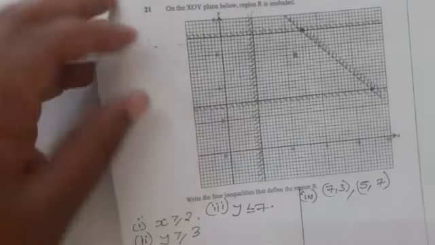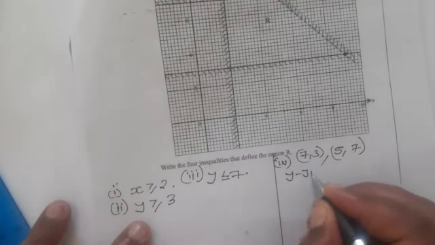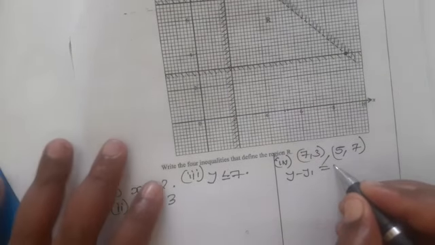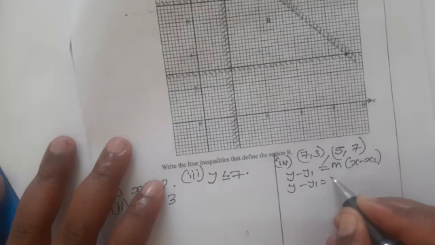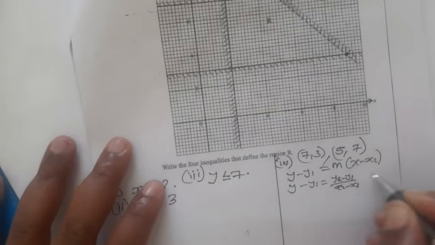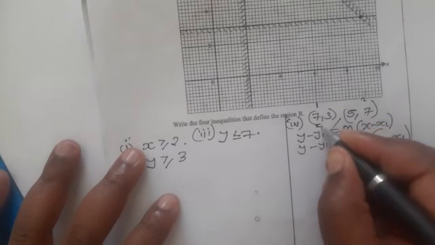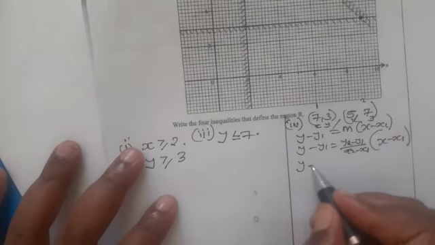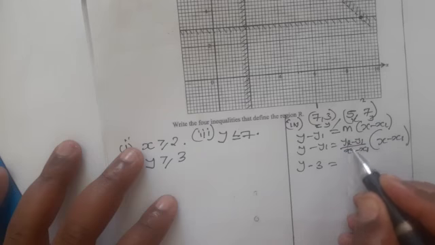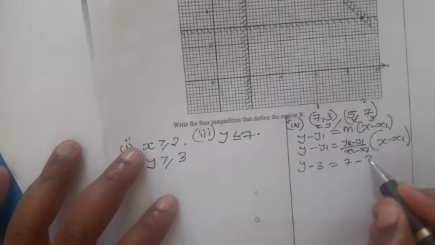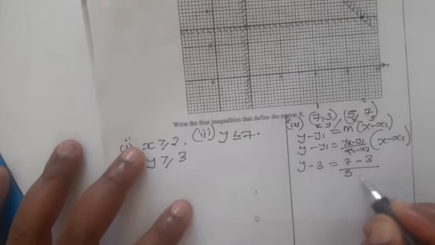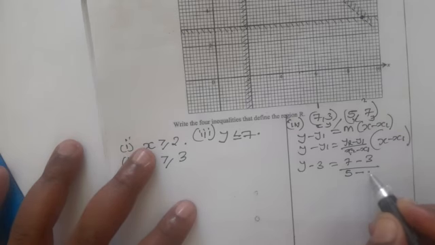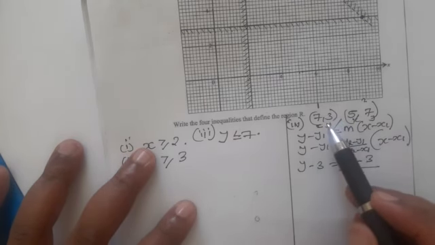So to find the equation first, we are going to say y minus y1 is equal to m times x minus x1. But you know that the gradient m is y2 minus y1 over x2 minus x1, then x minus x1. So if we say this is our first point and this is our second point, I'll say y minus, what is my y1? 3. Is equal to, what is my y2? 7, minus my y1, 3, divided by my x2, which is 5, minus my x1.